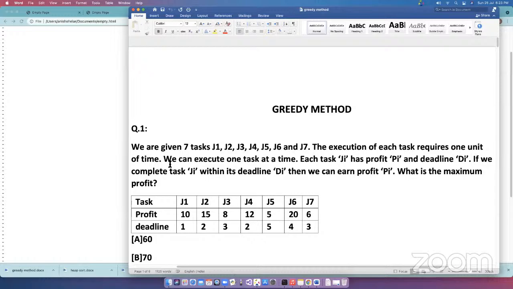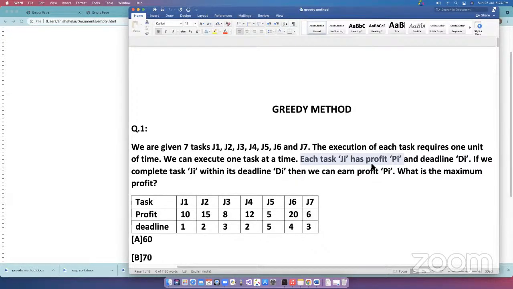Each and every job will be done within one time interval. But they have also specified that we can execute only one task at a time. That means when you are doing J1, you can't do J2 at the same time. It is not multitasking. You can do only one job at a time. And whenever you do any job, you get some profit. Maybe that profit is in the form of money that you earn. So for every job, J1 up to J7, you have some profit.